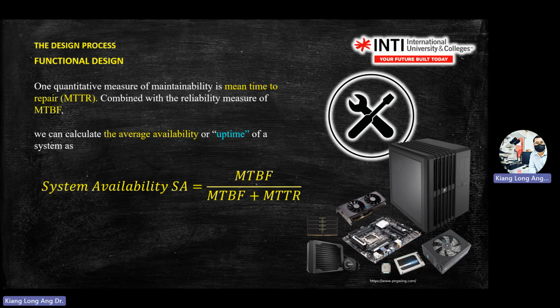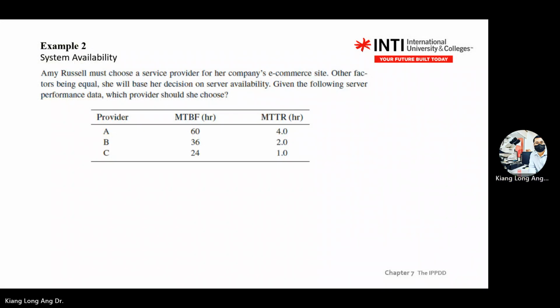Yeah, SA equals MTBF divided by MTBF plus MTTR. Okay, let's see an example of how you apply this one. An owner must choose a service provider for his company e-commerce site. Other factors being equal, he will base his decision on service availability. If you see a question like this, it forces you to use the SA equation. Given the following service performance data, which provider should he choose?